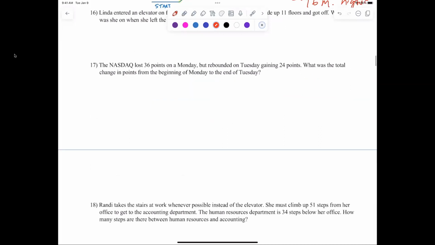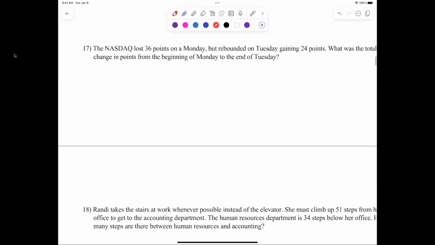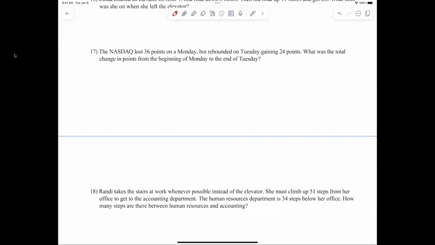All right, now this is called the NASDAQ. This is where you buy and sell stocks. The NASDAQ lost 36 points on Monday, but it rounded up Tuesday again to 24 points. We're taking points from the beginning of the day to the end of Tuesday. What do you think? What was the total change in points? Do we agree that the change was 12 points?